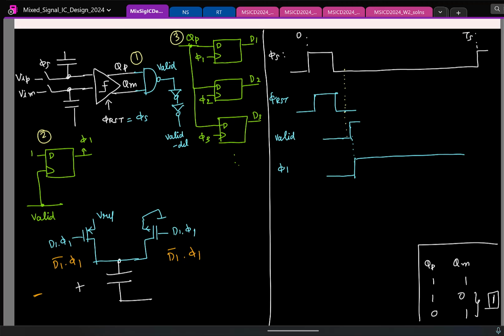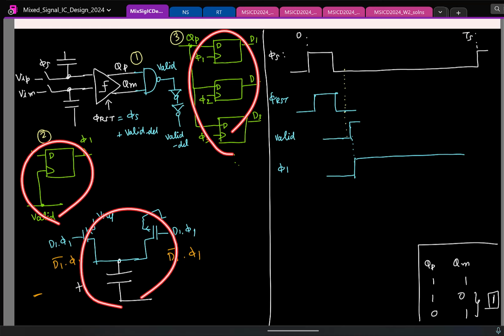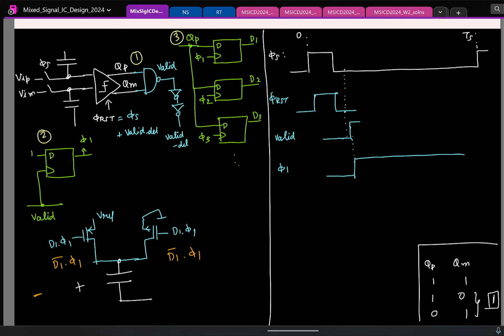Valid marks the end of the comparison. You give some time so that you can do all these operations, which means after this time, you go and reset the comparator again. So what will happen is this. Let us say delayed valid goes high somewhere here. This is delayed valid, I am not drawing it. So the delayed valid signal goes high somewhere here, which means the reset signal will go high here.